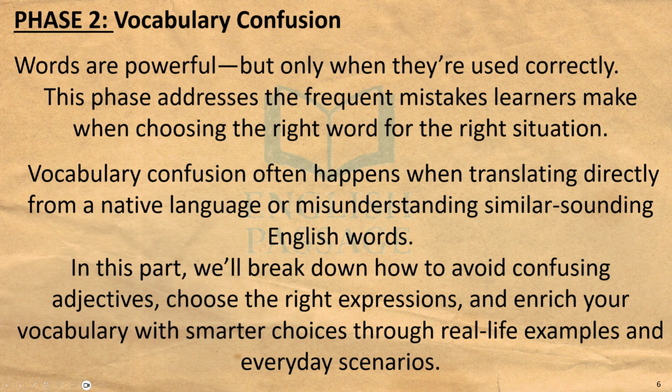Phase 2. Vocabulary confusion. Words are powerful, but only when they're used correctly. This phase addresses the frequent mistakes learners make when choosing the right word for the right situation. Vocabulary confusion often happens when translating directly from a native language or misunderstanding similar-sounding English words. In this part, we'll break down how to avoid confusing adjectives, choose the right expressions, and enrich your vocabulary with smarter choices through real-life examples and everyday scenarios.